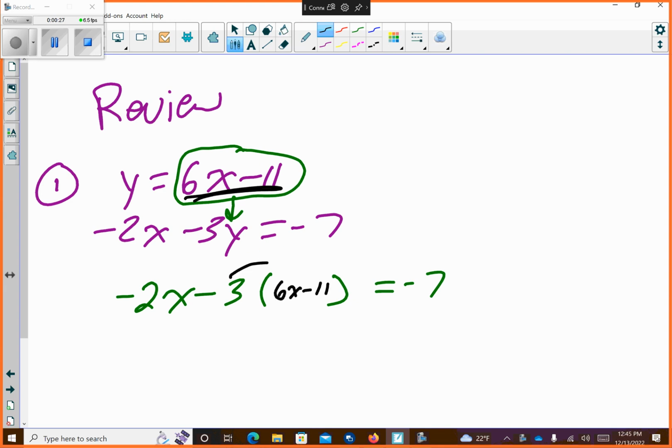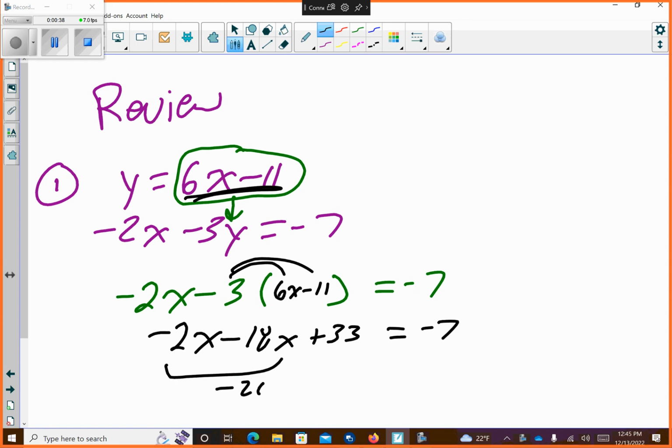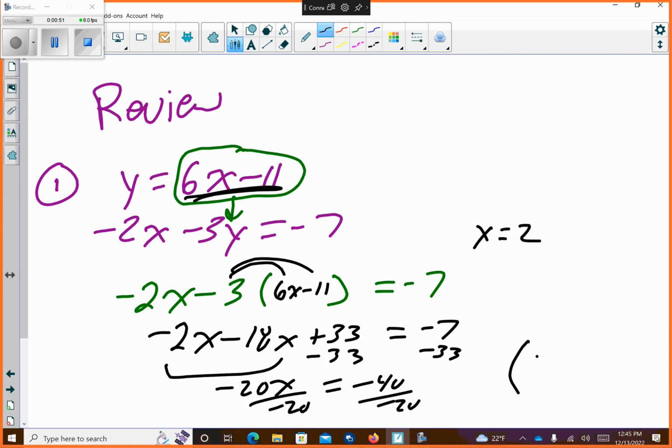Make sure you distribute the negative over the parentheses. Make sure you distribute that negative. Combine like terms, so you get negative 20x. Subtract 33. So that's going to be negative 40. Divide each side by negative 20. So you're going to find that x is equal to 2. So that's our first answer.